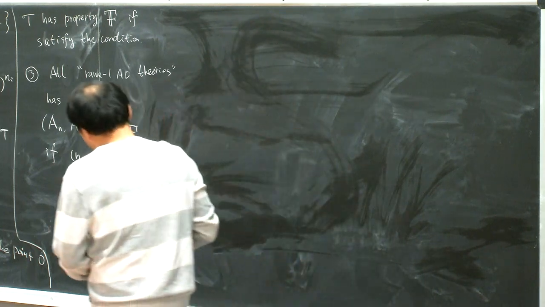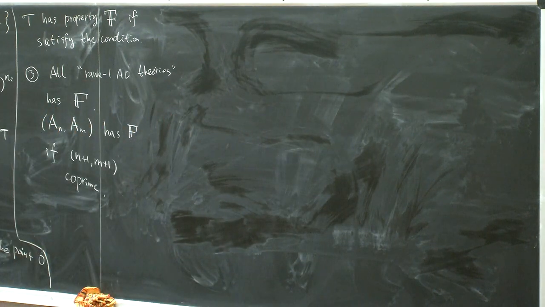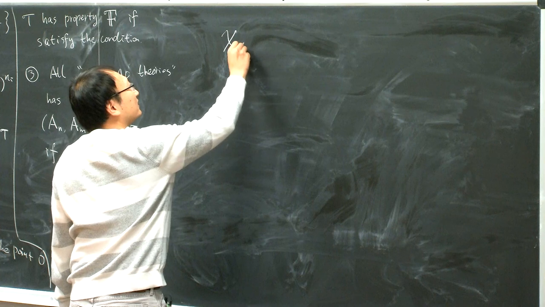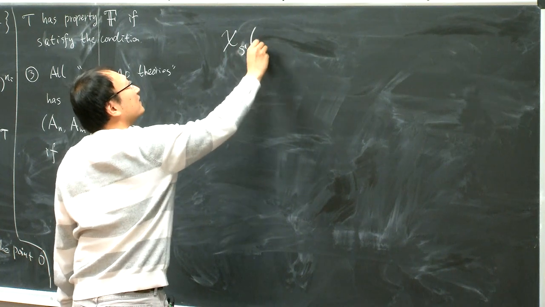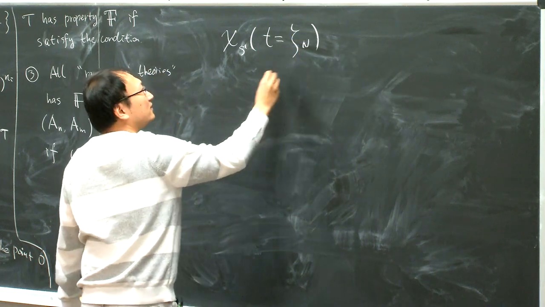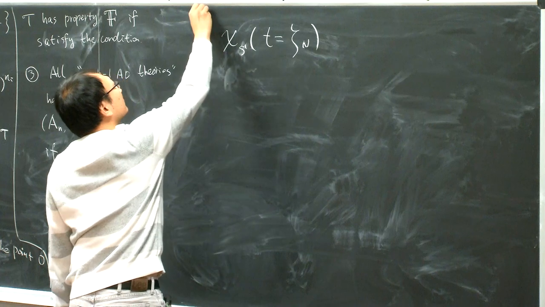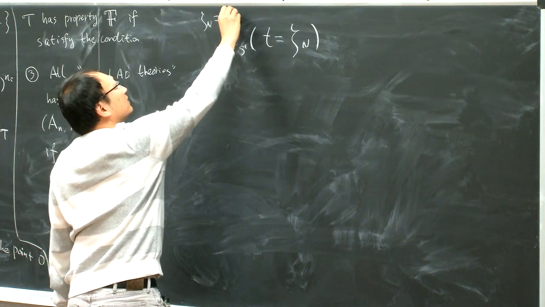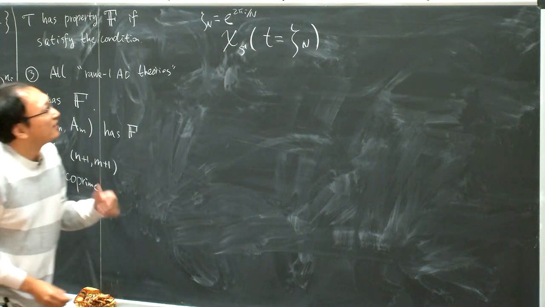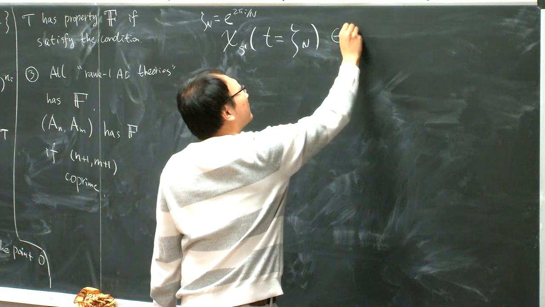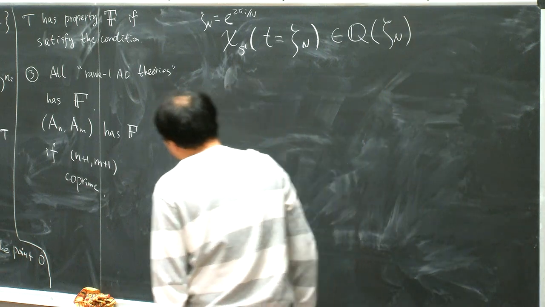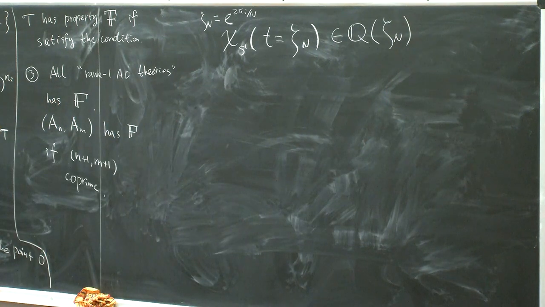So when this property is satisfied, then the claim is that now if you write the expression for this, then if you set t to be a root of unity, so here zeta n is e to the 2 pi i over n. The claim is that now this is regularized and is valued in the following field.